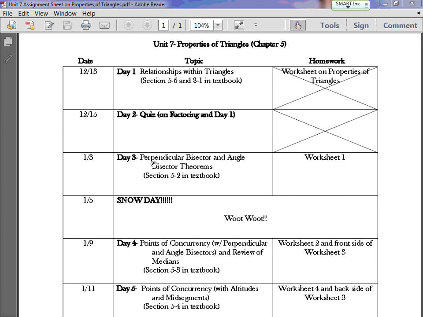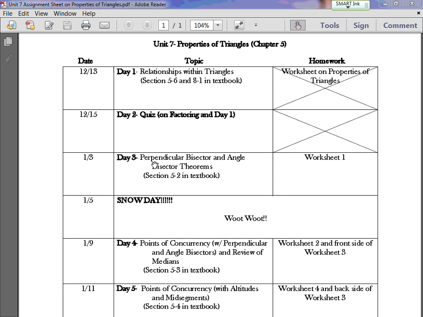Back on the 13th, we learned about relationships within triangles. That's what we reviewed last class. Is it acute, obtuse, or a right angle? Can it make a triangle? What are the possible lengths for a third side of a triangle? Things like that. And we took our quiz over factoring in day one. I do have those graded. I don't have them to get back to you yet, but those grades will be on soon.